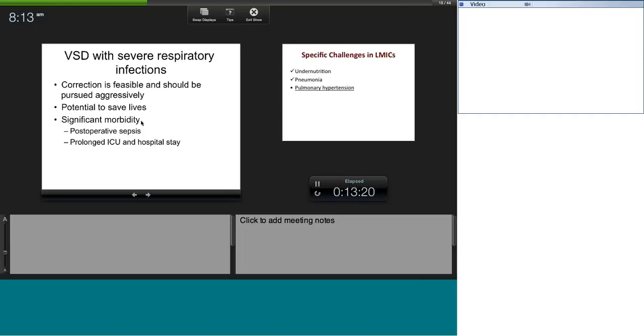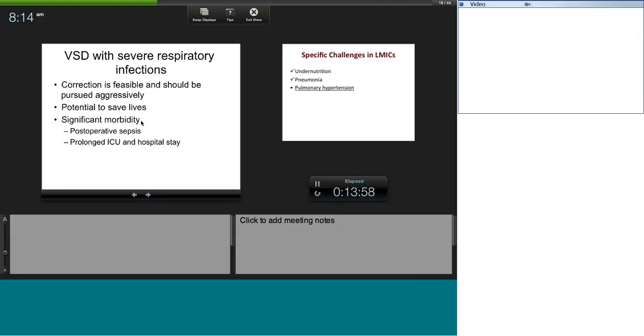So the conclusions that we made was that VSD and respiratory infection correction is feasible. Early correction should be pursued aggressively once you get the window of opportunity. It has got potential to save lives. Significant morbidity is there, but it's still worth it. There is post-operative sepsis, there's long ICU stay and long hospital stay because of the pre-operative insult. But nonetheless, survival is very good, and it's perhaps worth working on these patients and offering surgery to them, notwithstanding the respiratory infection and also notwithstanding the malnutrition.